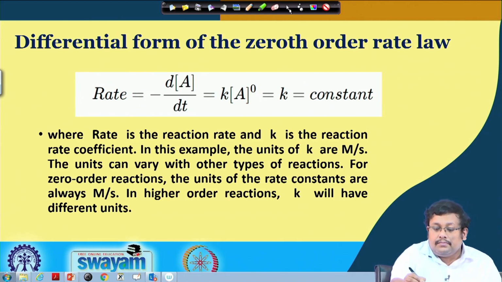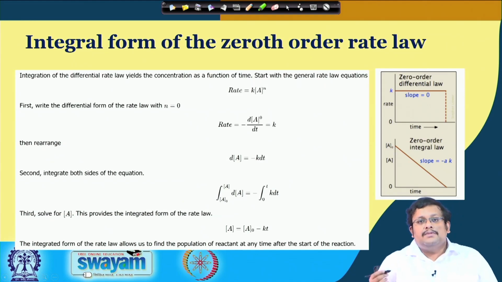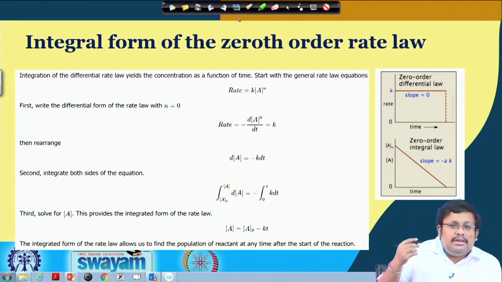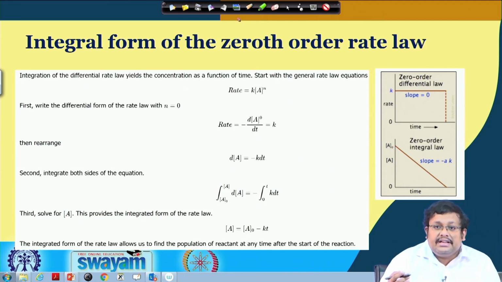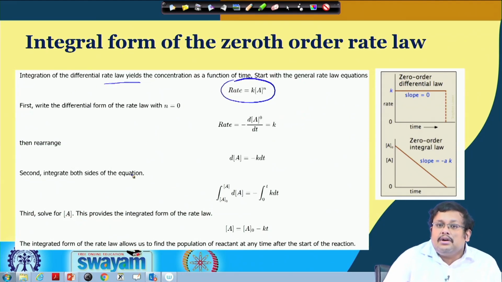So, if we go ahead and see the integral form of zeroth order rate law. So, how to derive the integral form of zeroth order rate law? By integration of the differential rate law. So, we know that this is the general rate law equation. If we go for the integration of the differential rate laws, we get concentration as a function of time. So, we start with the general rate law equation.